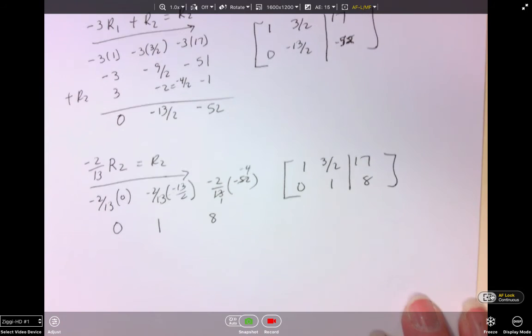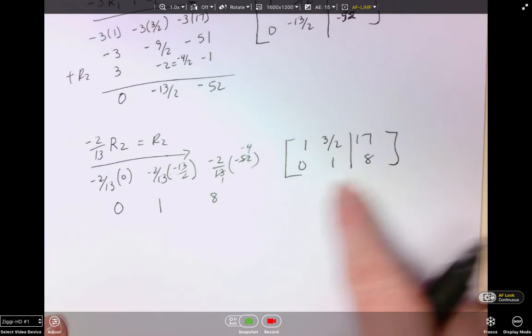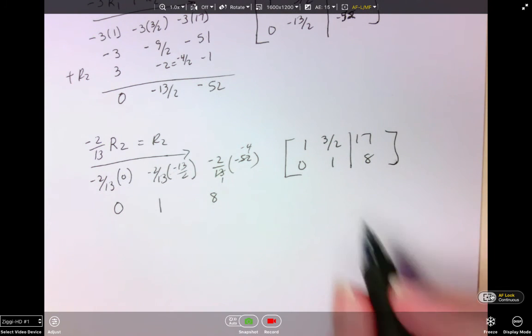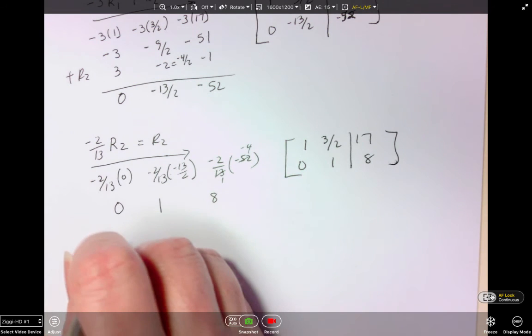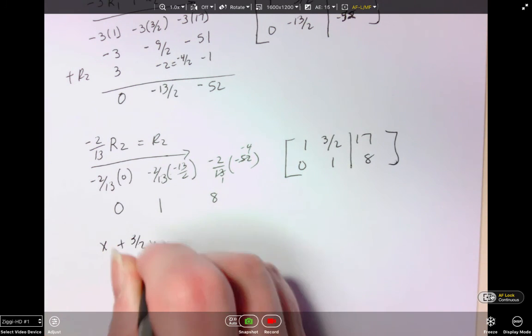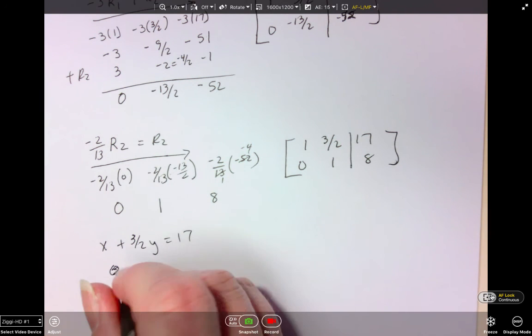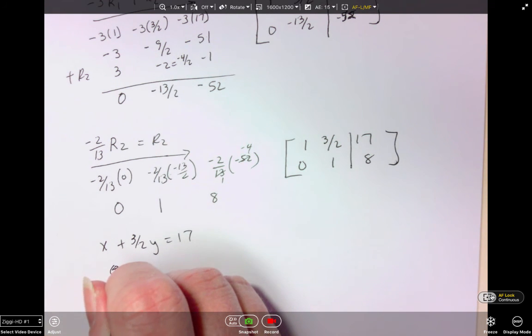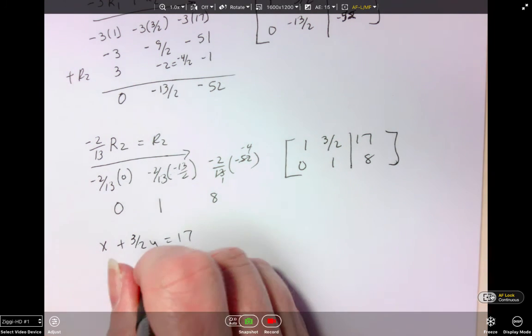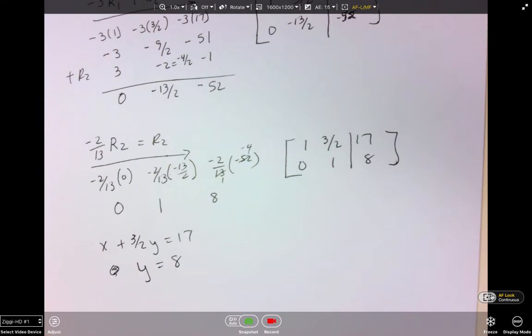So we can finish by taking this and rewriting it as equations. So that will be 1x plus 3/2 y is equal to 17, and 0 y's, right? Our 0x is there, so we don't need to put it, it's just 0. And then we'll have 1y. You can put the 1 there if you want to, it doesn't matter, but y will equal 8.